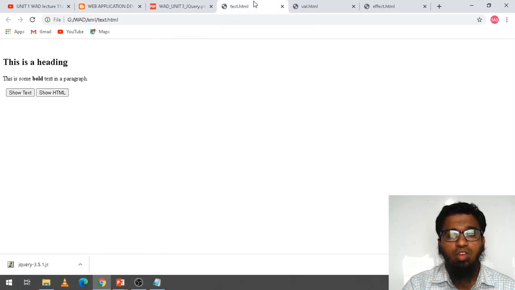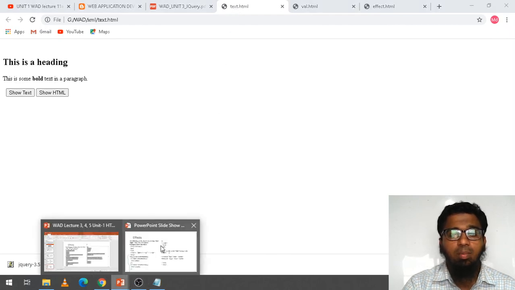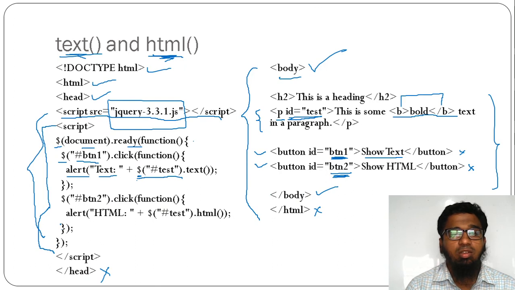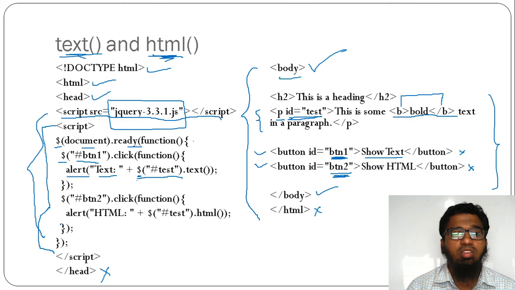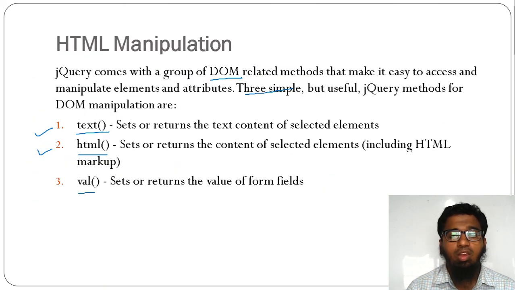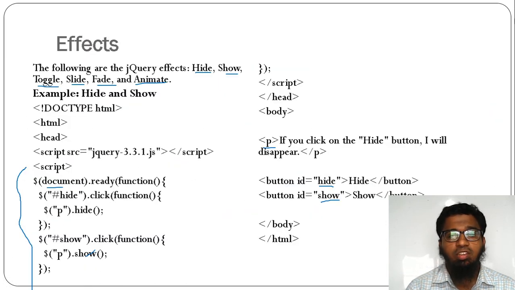So remember, what have we finished today? Today we finished text and HTML manipulation. In HTML manipulation, there are three important things: the text function, the HTML function, and the value function. You can set or return the values in the value function. In HTML, you can set or return the content of the selected element. Text sets or returns the text content of the selected element. And we saw some of the effects. We just saw hide and show, and you can practice toggle, slide, fade, animate.